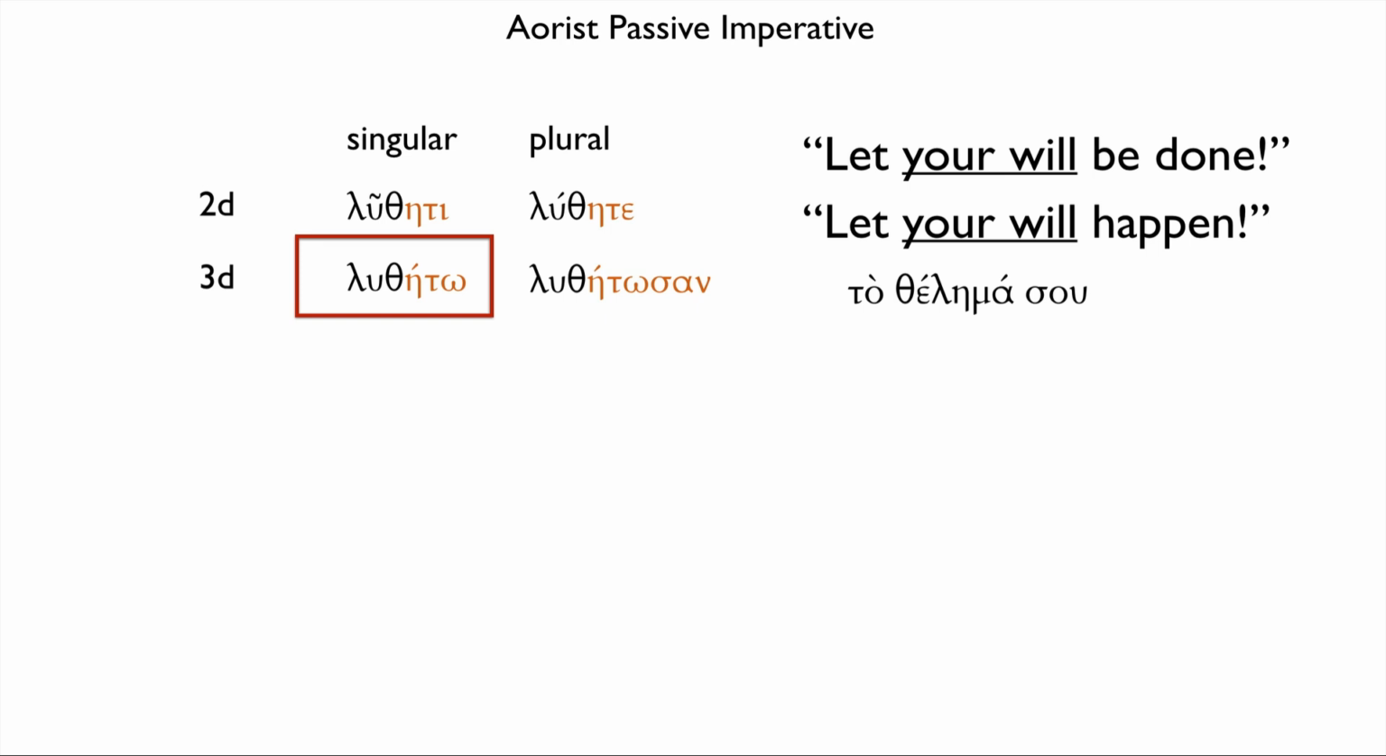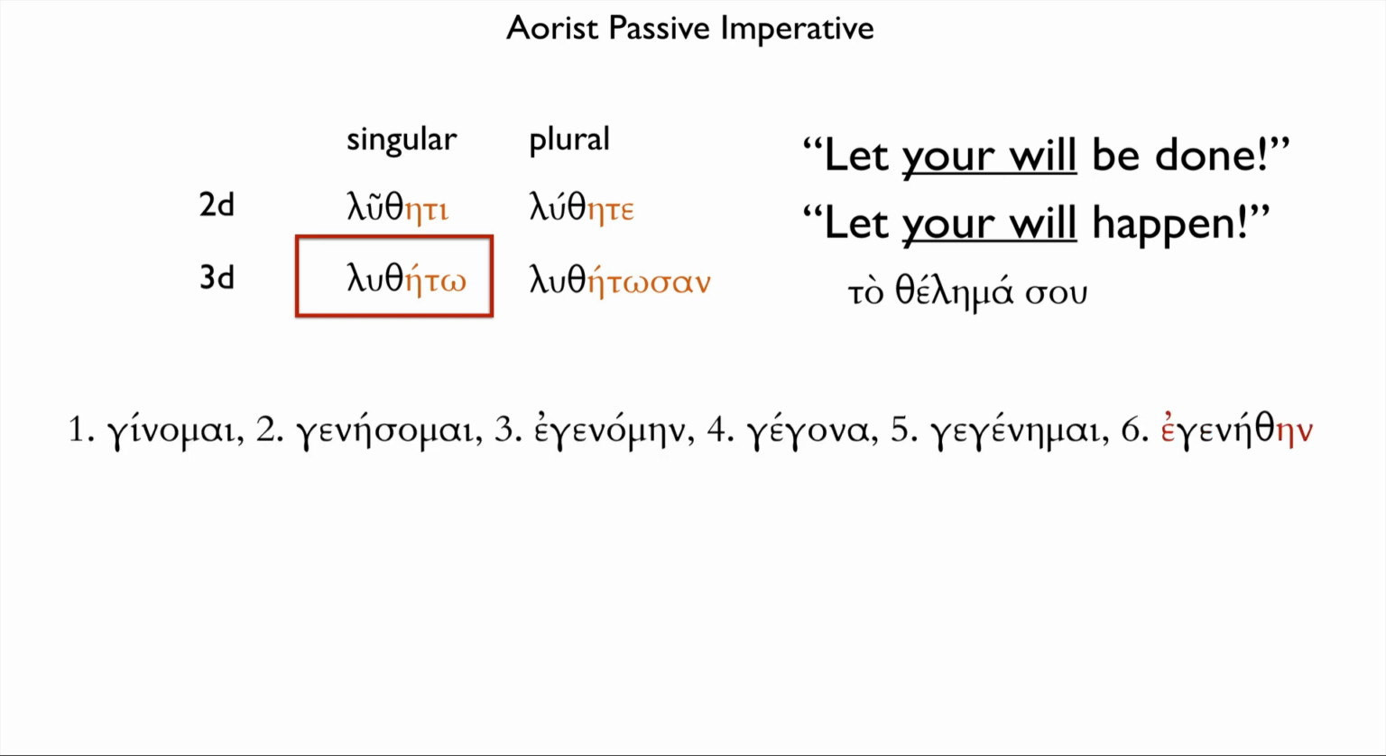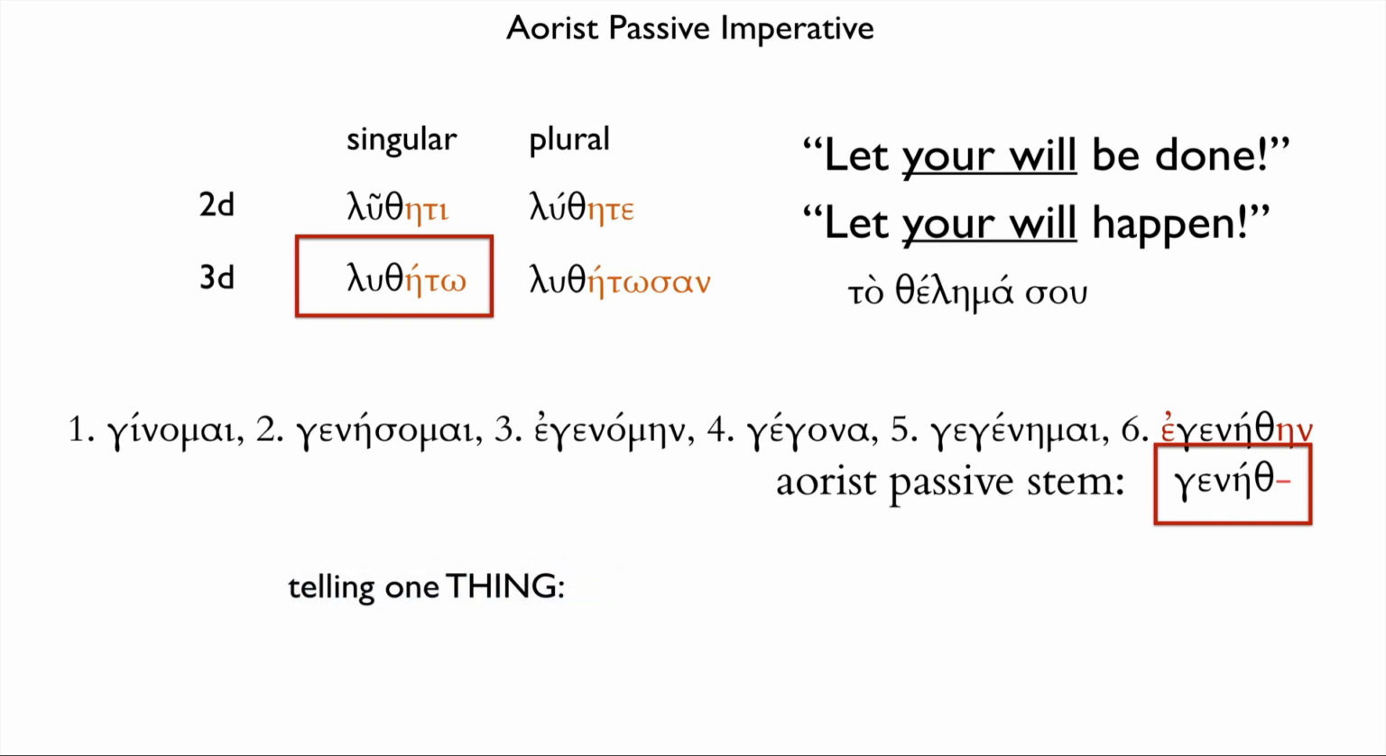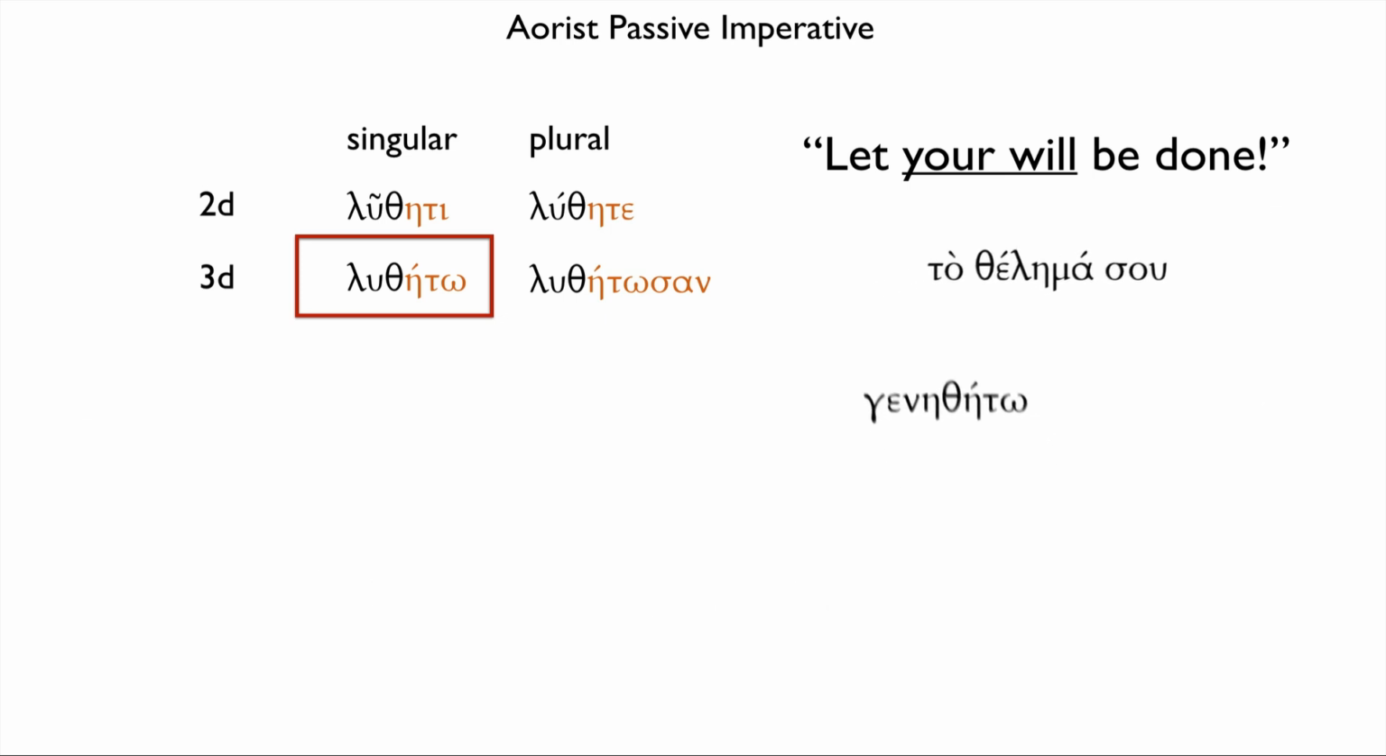So let's try to put this into Greek. We're going to use the verb ginomai. That's why we've worded it, let your will happen. In this case, we'll use the sixth principal part of ginomai in order to create an imperative. We will isolate the aorist passive stem. That gives us genēth. And we will take the aorist passive stem. We'll add the third person imperative ending because we're telling a thing to do something. Eto, and this results in genēthēto. Put all together, genēthētō to thelēma sou. Let the will of you happen.